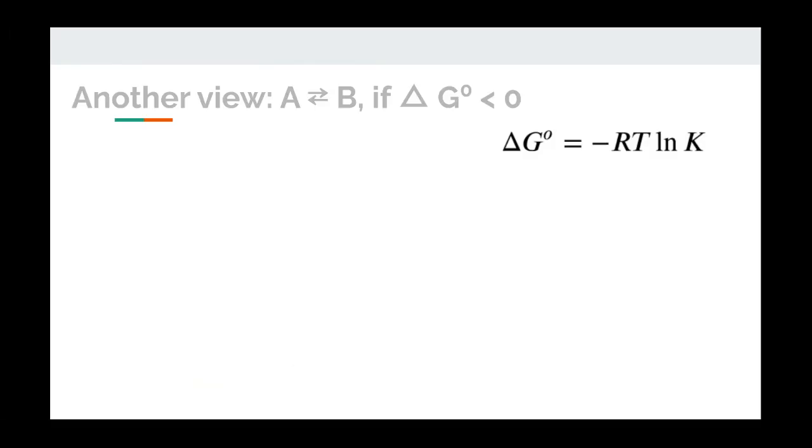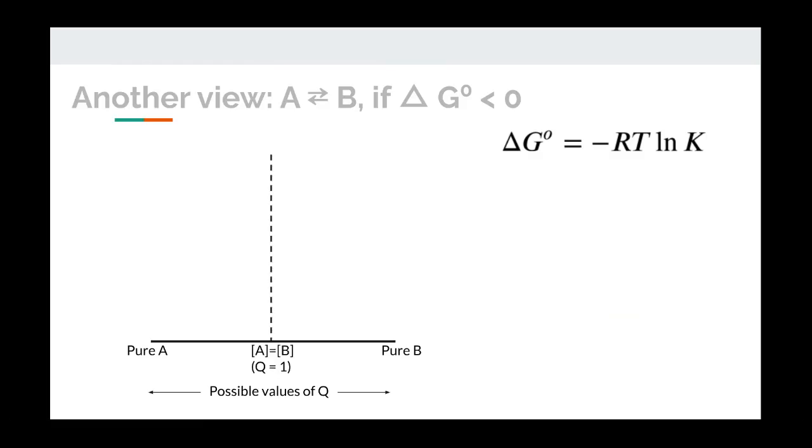Here's another view, kind of a graphical view. On the horizontal axis here, we're going to have a graph that has possible values of Q. And one extreme would be pure A, and the other extreme would be pure B. And right in the middle would be when the concentration of A and the concentration of B are the same. So this is for a simple generic reaction where A is in equilibrium with B.